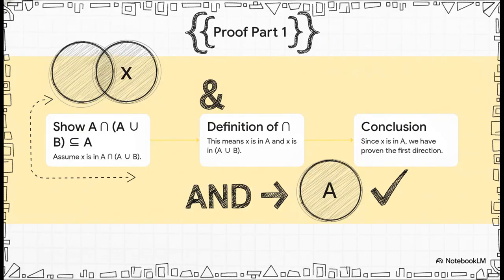Okay, let's start with the first direction. We're going to show that the thing on the left is a subset of A. We start by just grabbing any old element from that left-hand set. Let's call it X. Now, by the very definition of an intersection, if X is in there, that means X has to be in A, and X has to be in A union B. Well, hold on a second. We just said X is in A. That's all we needed to show. Any element from the left is also on the right. Part 1 of our proof is done. That was kinda easy, right?